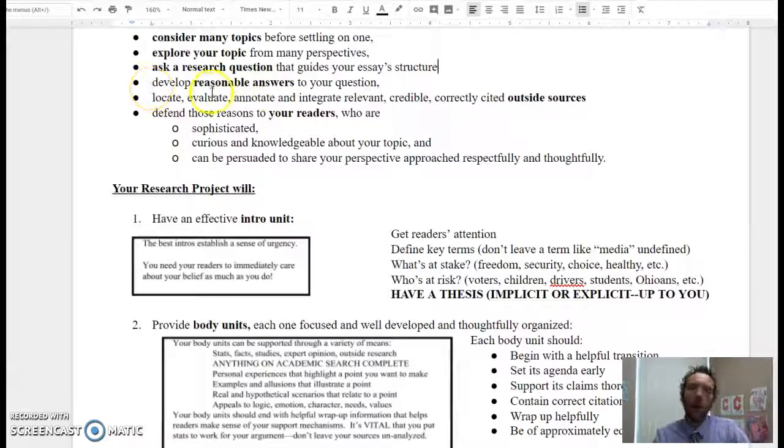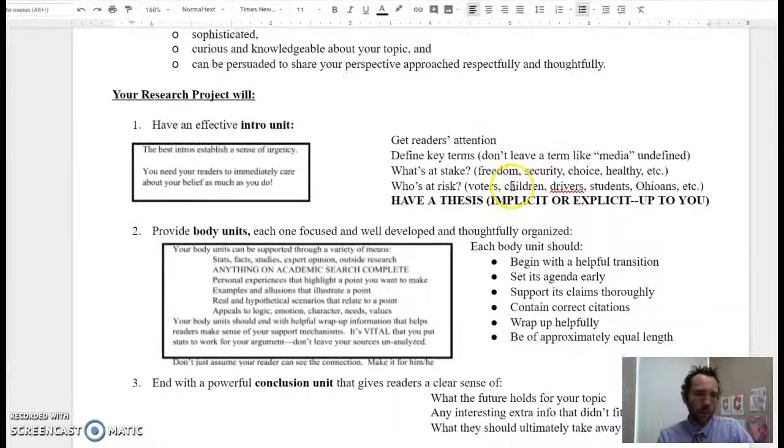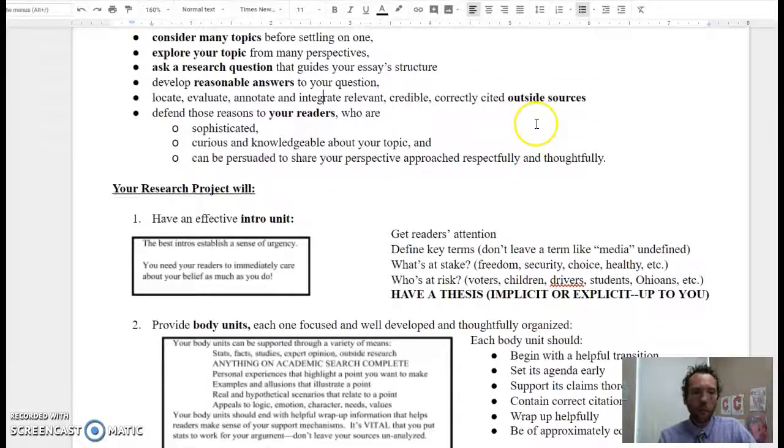Okay, you will develop reasonable answers that will lead to your stance, and you will locate, evaluate, annotate, and integrate. Let's see what I did there. Relevant, credible, and correctly cited outside sources. And you will use those sources for various purposes.